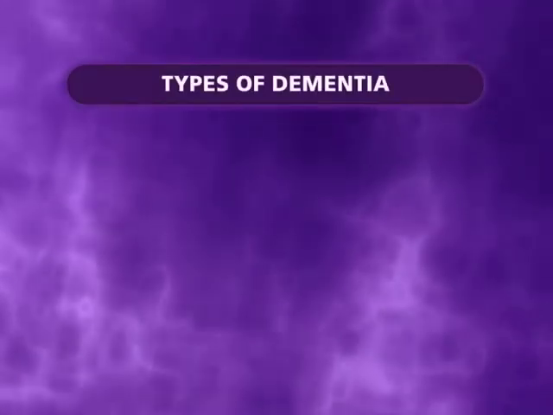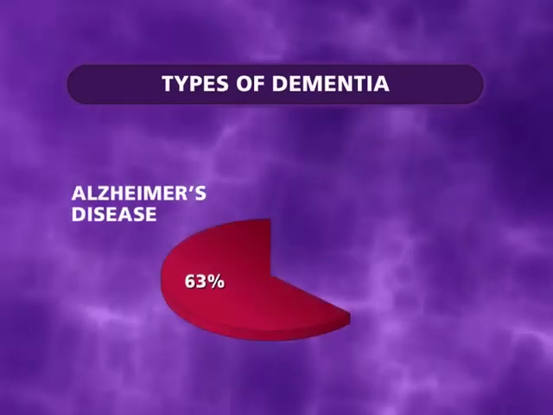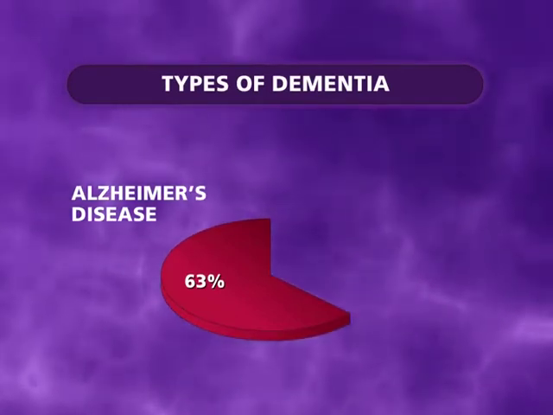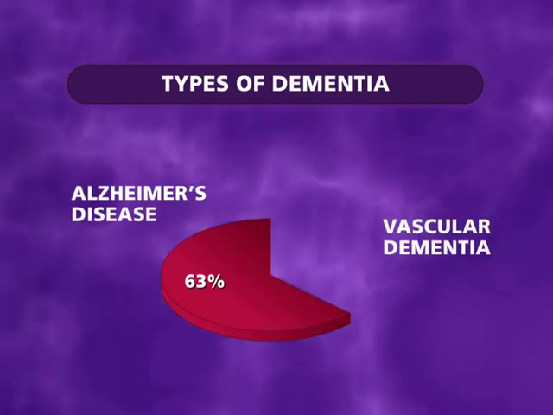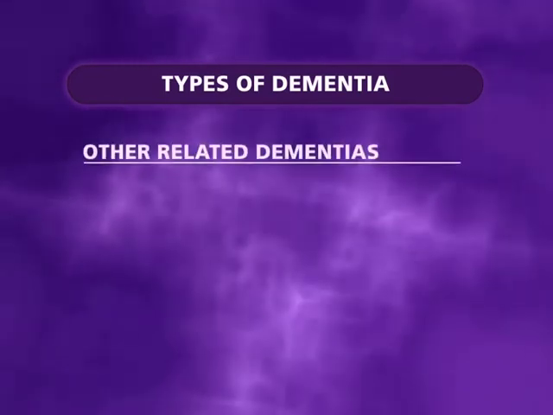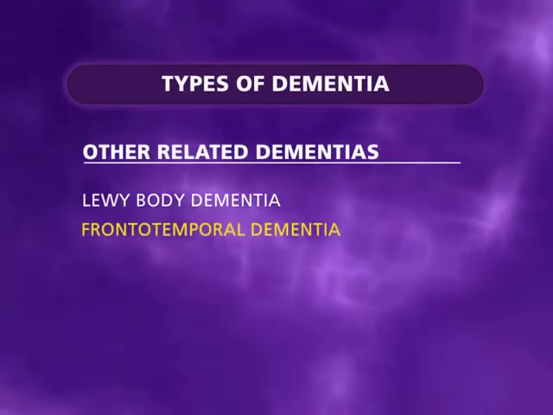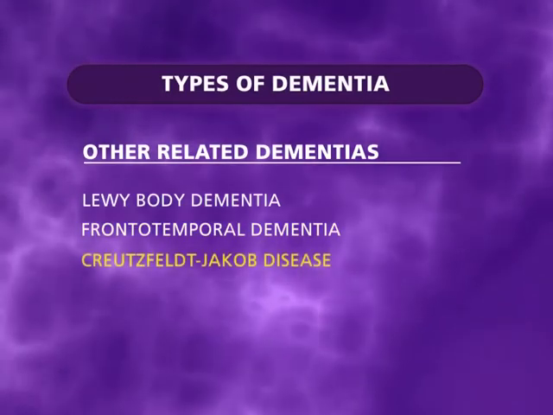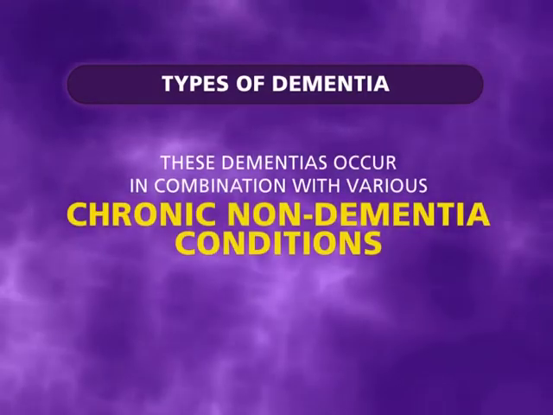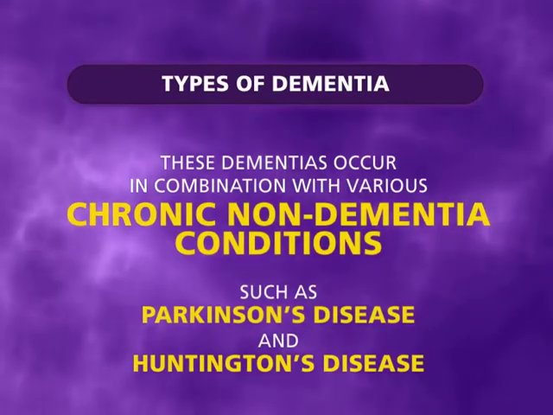Types of dementia. Alzheimer's disease is the most prevalent form of dementia, representing approximately 63% of all dementias. The second most prevalent form of dementia is vascular dementia, making up about 20% of all dementias. Other related dementias include Lewy body dementia, frontotemporal dementia, Creutzfeldt-Jakob disease. These dementias occur in combination with various chronic non-dementia conditions, such as Parkinson's disease and Huntington's disease.